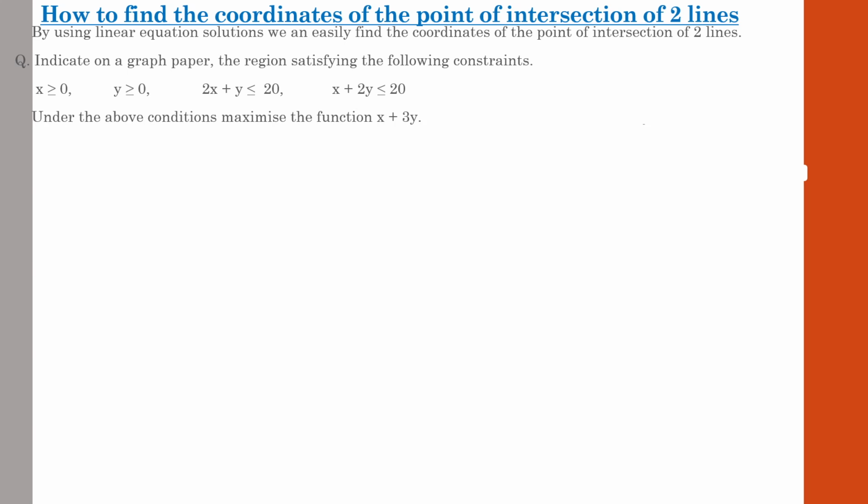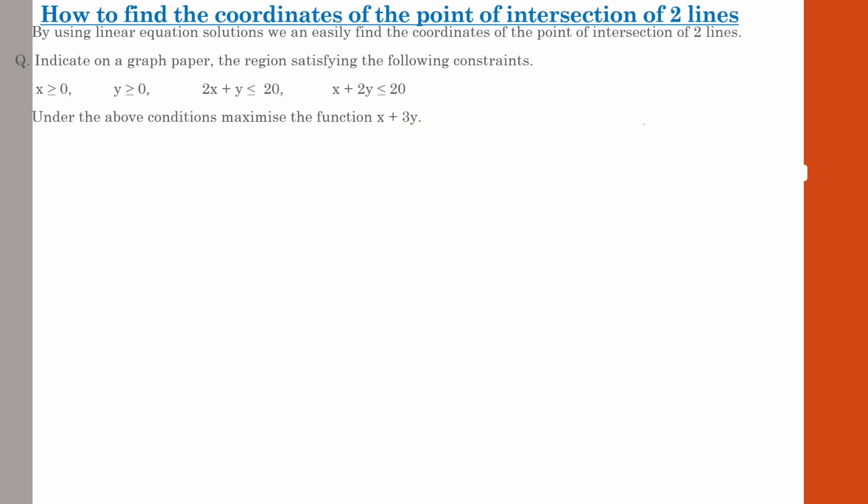So in the question, constraints are given, and also this one is most important: the maximizing function is x plus 3y. So this is the maximization function. By using this function, we need to identify the best optimum maximum profit. We will come to that. So in the question, constraints are given and the maximization function is given. These are the important things required for preparing a graph problem. So make sure you are given constraints and the maximization or minimization function.